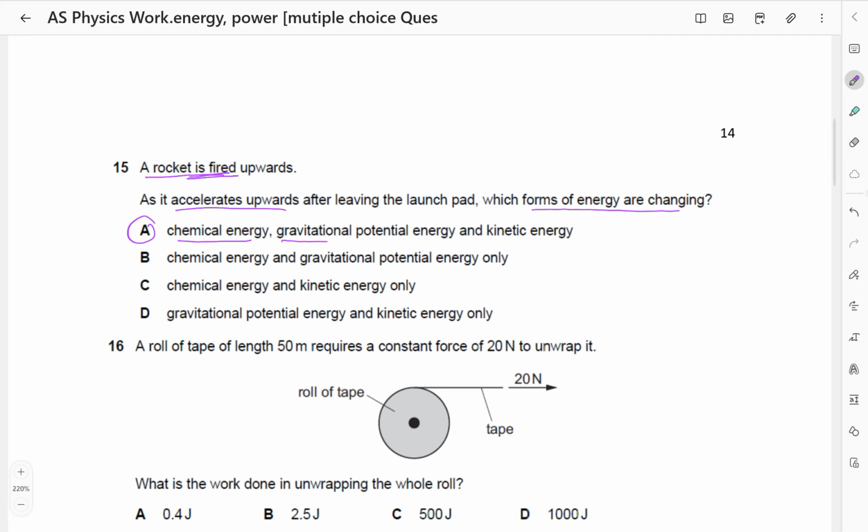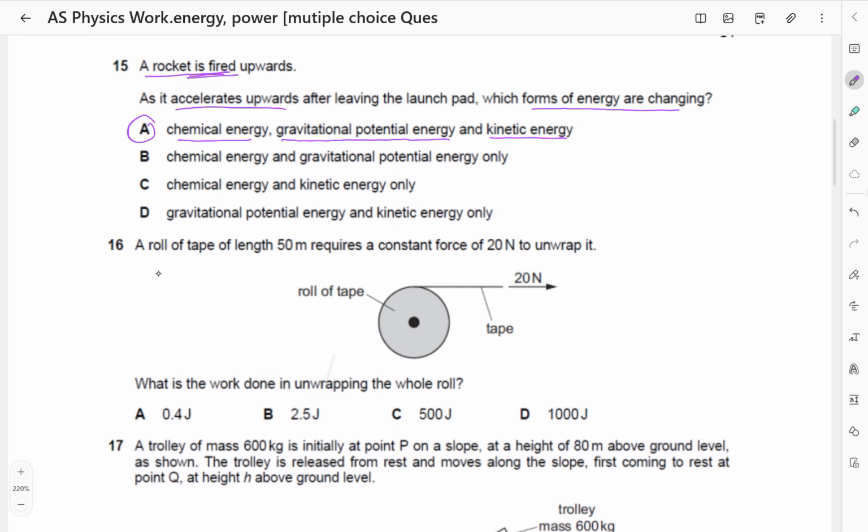So there is gain in gravitational potential energy as the height is increasing. There will also be change in kinetic energy as the rocket accelerates upwards. So the answer is A.